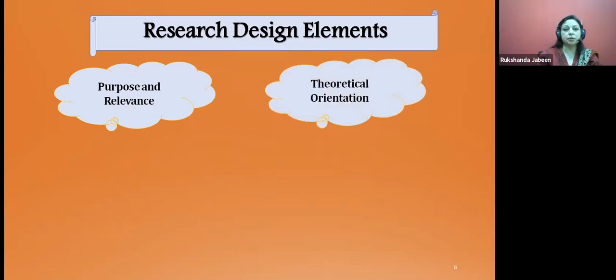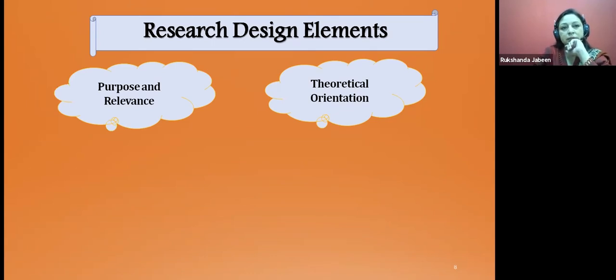Theoretical orientation. This is also very important. It concerns the researcher's own philosophical beliefs and the theories that you are working on, that is, that the study is conducted and analyzed with a different type. It's post-positivist, the quantitative paradigm, or it leads to the qualitative paradigm, that is maybe constructivism or others.